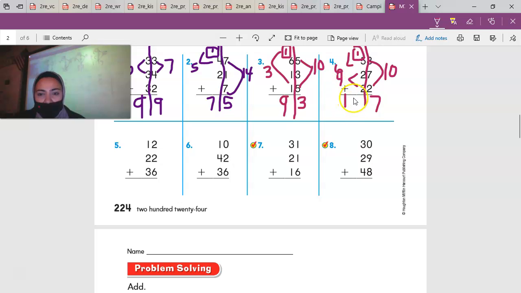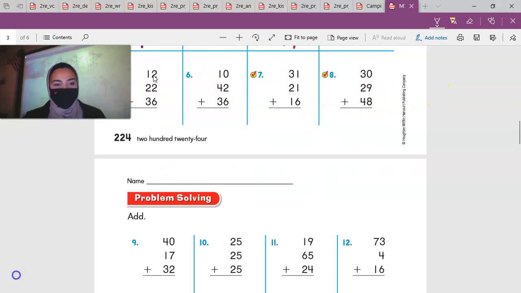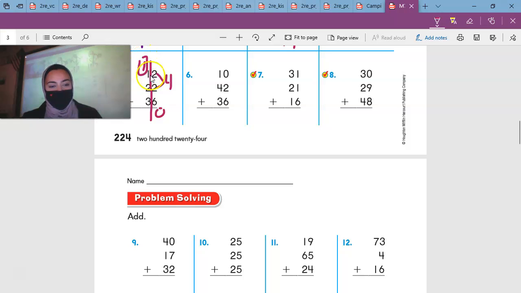Miss Yusuf, you just write a 10 just like that? Yeah, just like that. That's it. So what's your answer? 107. Very good. Okay. 2 plus 2 is 4, and 4 plus 6 is 6, 7, 8, 9, 10. 0, bring the 1 upstairs. 1 plus 1 is 2, and 2 plus 2 is 4, and 4 plus 3 is 7. The answer was 70 here.